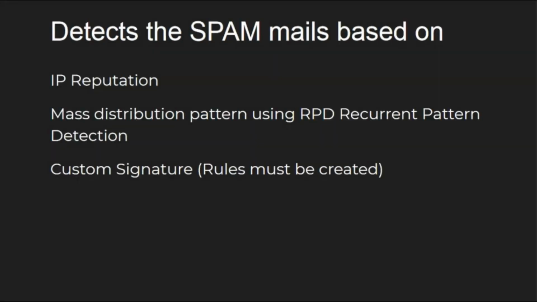Now let's talk about how the anti-spam module detects spam mail. First it will check the IP reputation, and second it will check the mass distribution of patterns using RPD. RPD means recurrent pattern detection. And the last one is custom signature. If we have created a rule for any spam detection, it is considered a custom signature.